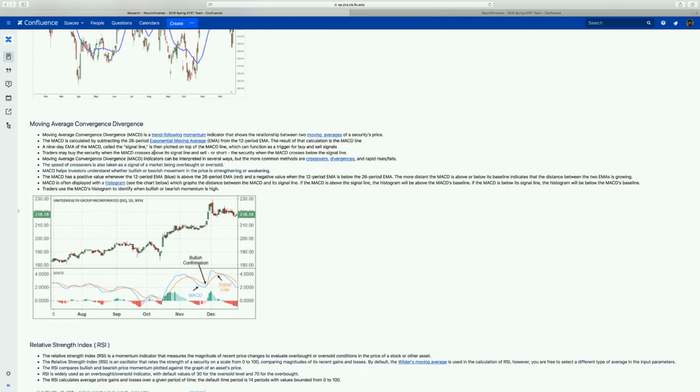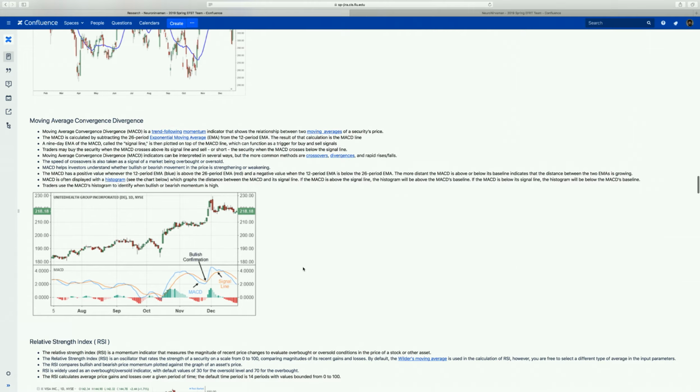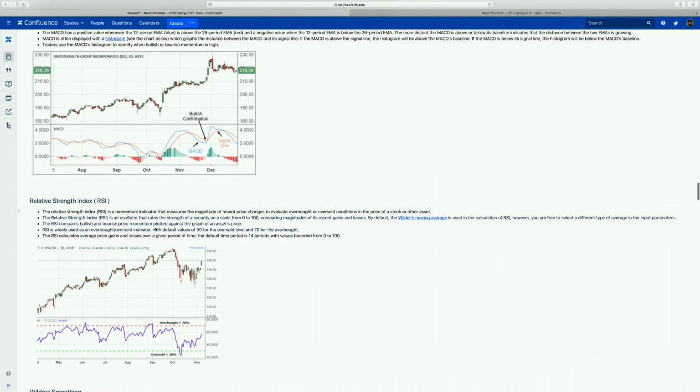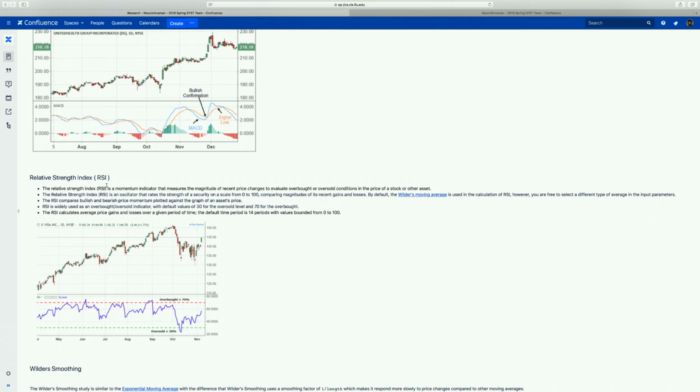Once your signal line crosses the MACD line, then you signal whether you want to do a sell or a short position, or you want to do a buy or a long position. Here's a picture of what it looks like. And now we made it to the RSI. The Laguerre plus DI is an RSI. It's called the Laguerre RSI. So it's a type of RSI.